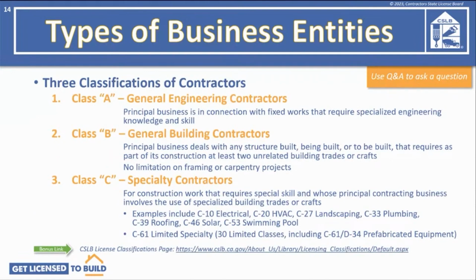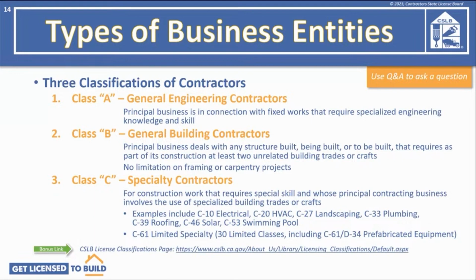Now let's talk about license classifications. A contractor's license can include multiple classifications, although you must select one when filling out your application. While there are more than 40 license classifications in California, they all fall under 3 distinct categories. There is a bonus link to our classifications list at the bottom of the screen.